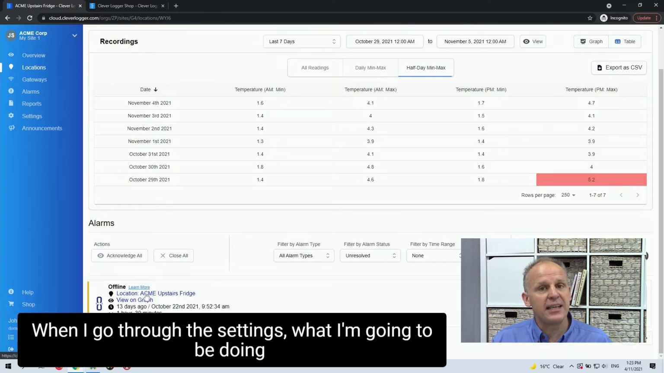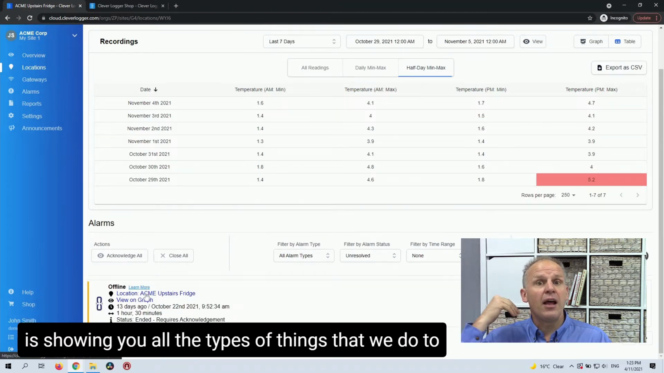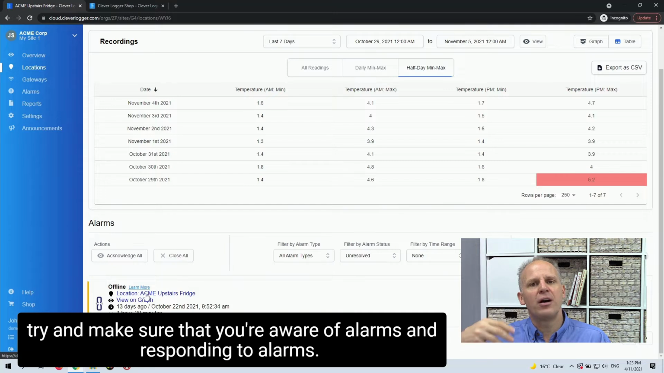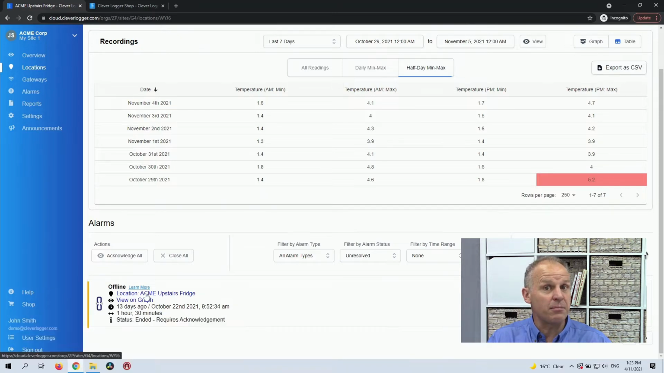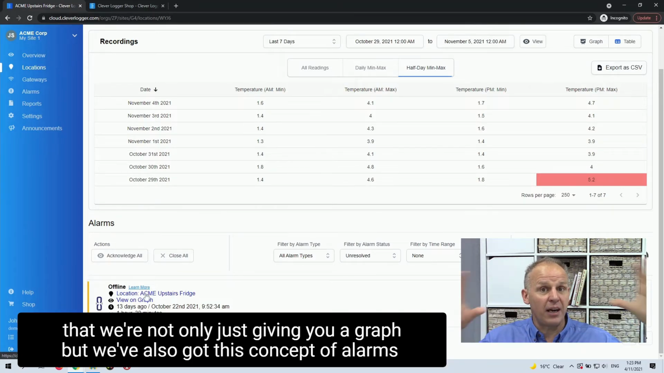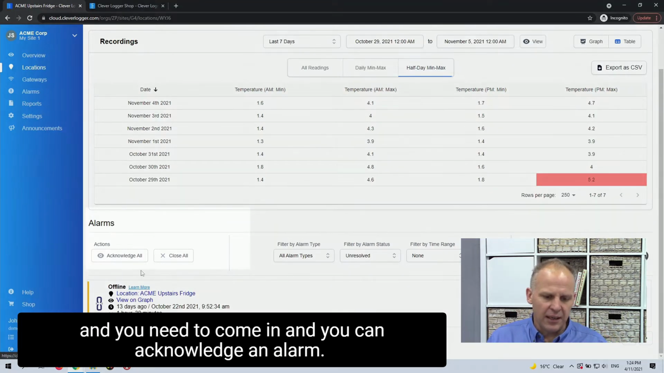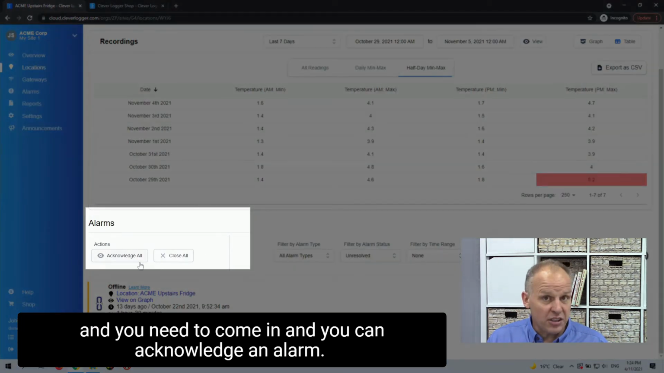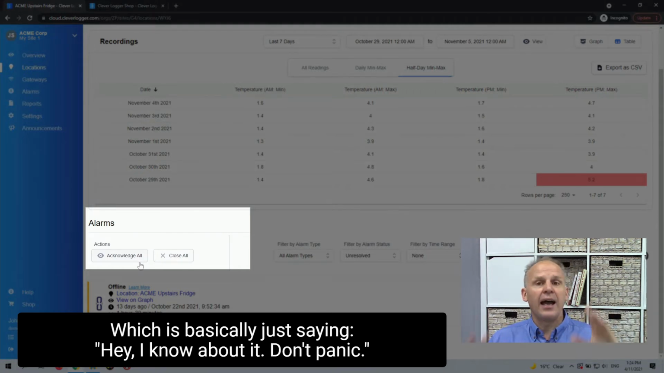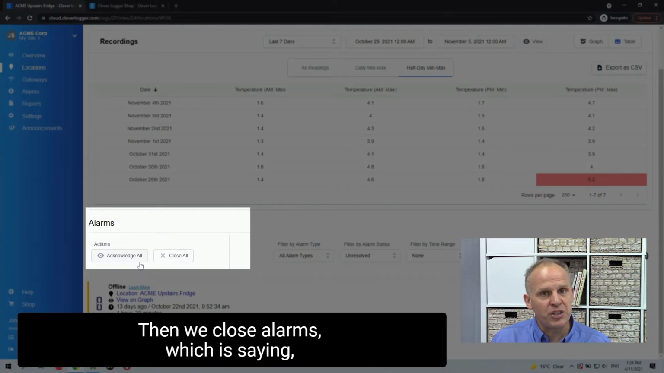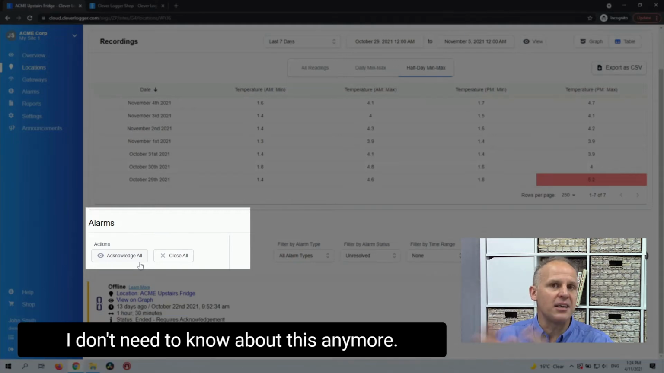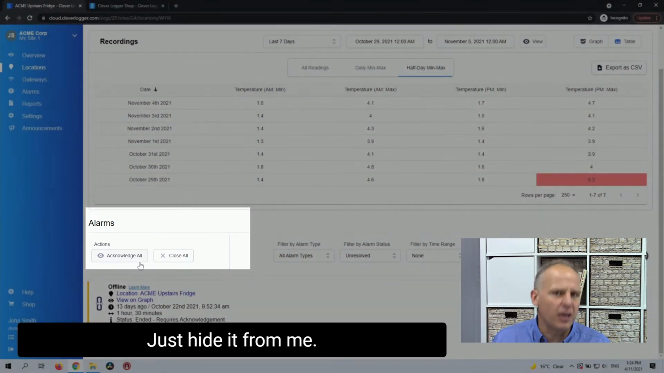And when I go through the settings, I'm going to be showing you all the types of things that we do to try and make sure that you're aware of alarms, responding to alarms. But for now, it's really just introducing that concept that we're not only giving you a graph, but we've also got this concept of alarms. You can acknowledge an alarm, which is basically just saying, hey, I know about it, don't panic. And then we close alarms, which is saying, I've dealt with the problem, I don't need to know about this anymore, just hide it from me.